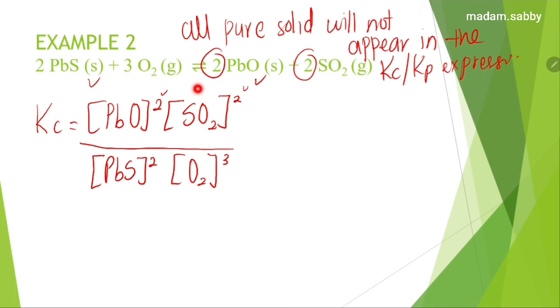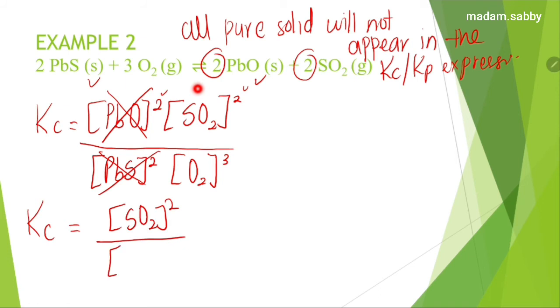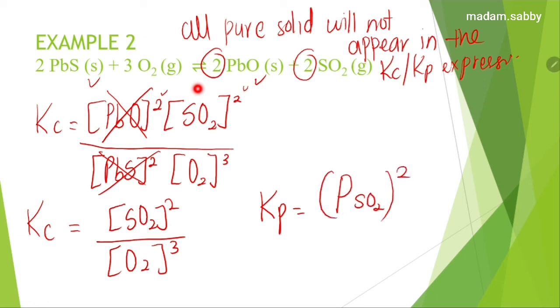So look at this Kc expression. PbO cancels out, and PbS cancels out. So we write down the final Kc expression, which is SO2 squared and O2 to the power of 3. For my Kp, I can simply change the concentration into partial pressure: SO2 in round brackets squared, and then the partial pressure of oxygen in round brackets to the power of 3.